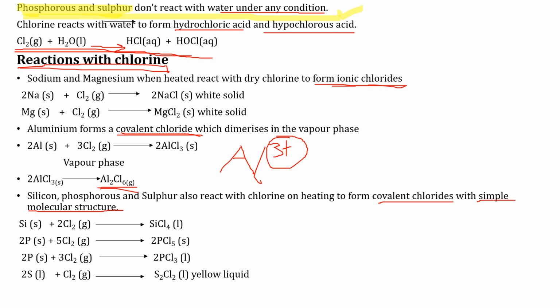Silicon reacting with chlorine will form silicon chloride. In the group 7 video, I showed you how we can get silicon chloride, because silicon is a group 4 element. Group 4 elements have two oxidation states, the +2 and the +4. When we react chlorine directly with silicon, we get the most stable, which is the +4, because chlorine is a very oxidizing gas.